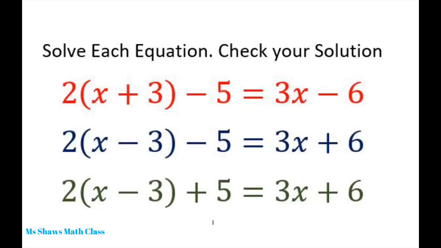Everyone, we're going to solve each equation using properties of equality and properties of arithmetic, and we're going to check our solution. So these are the three problems. They're very similar. So I'll do one and you try the other two, but I did all three of them. I go a little slower on the first one and faster on the last two.